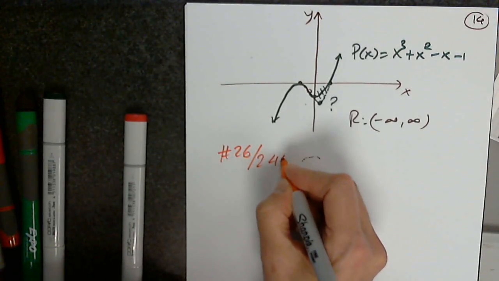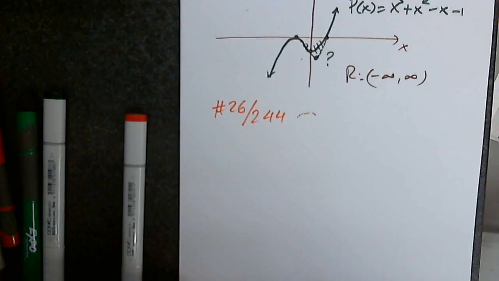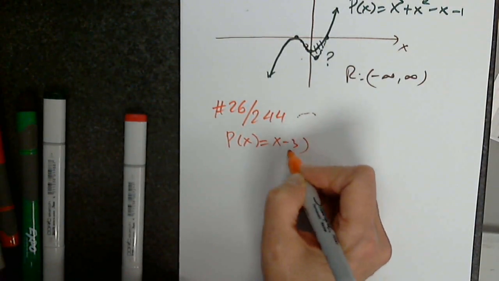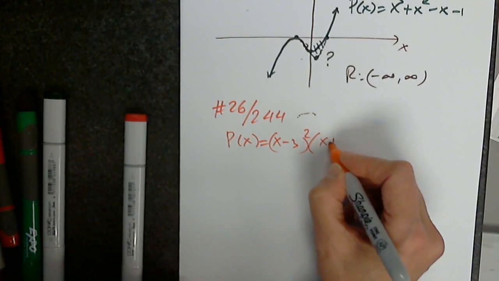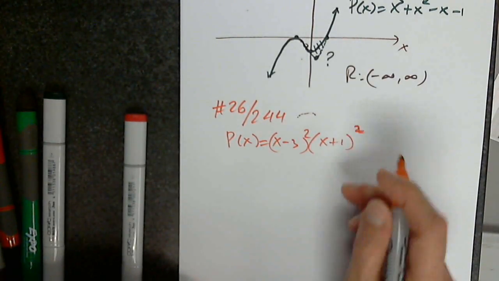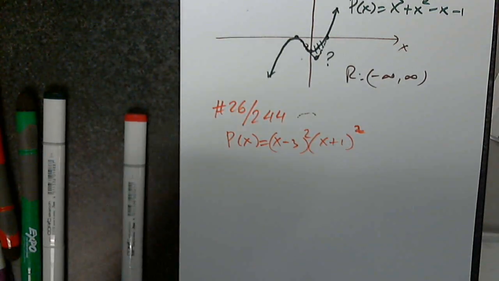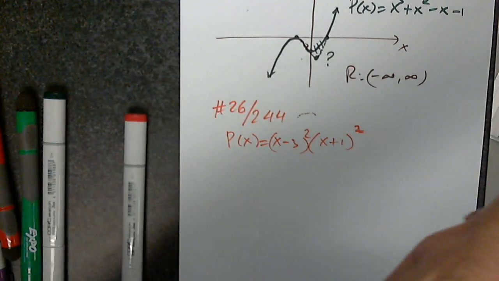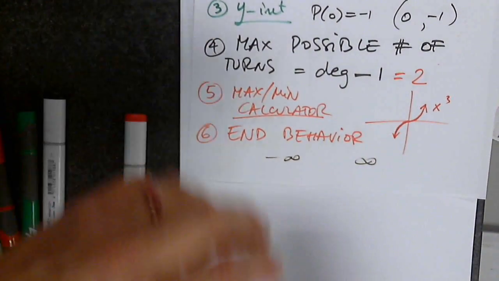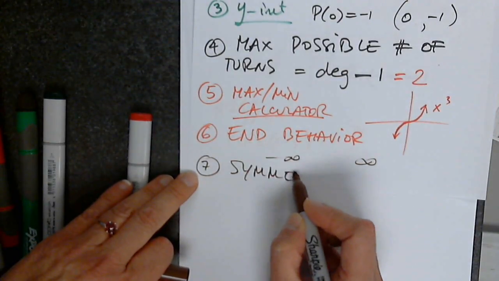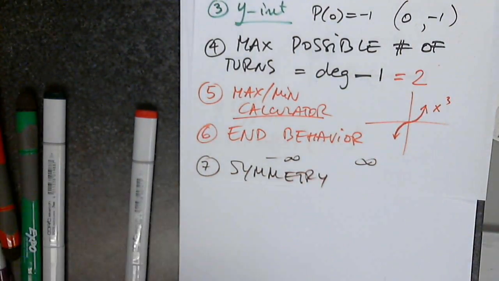On page 244, number 26. P of x equals (x minus 3) squared times (x plus 1) squared. Perfect. The one thing that I did not mention, and we have to add it to the list as the last item, number 7, is symmetry. In other words, whether the function is odd or even.